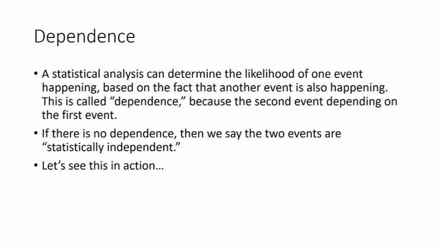So a statistical analysis can determine the likelihood of one event happening, but also based on the fact that another event is also happening. This is called dependence, because the second event depends on the first event. Now, if there's no dependence, then we say the two events are statistically independent.